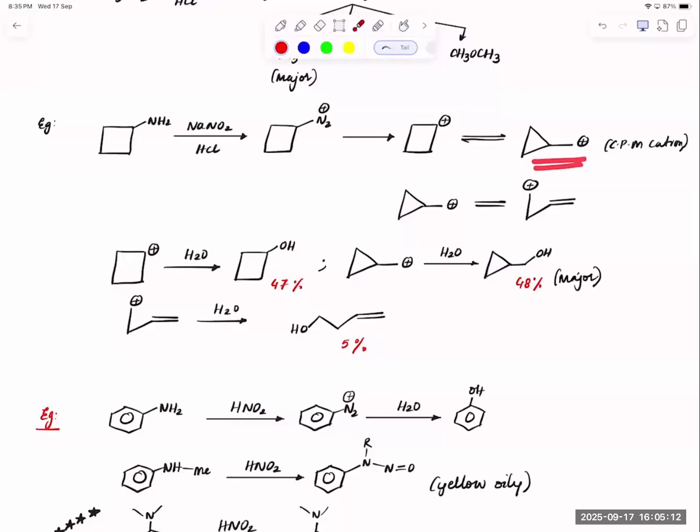Now you know that the CPM carbocation also shows resonating structures like this, which we call dancing resonance. So on the whole, I have this carbocation and this carbocation existing. As water attacks them, you can get alcohols of these three kinds. One of these is the major product, but the percentage is very comparable with the 4-membered ring.